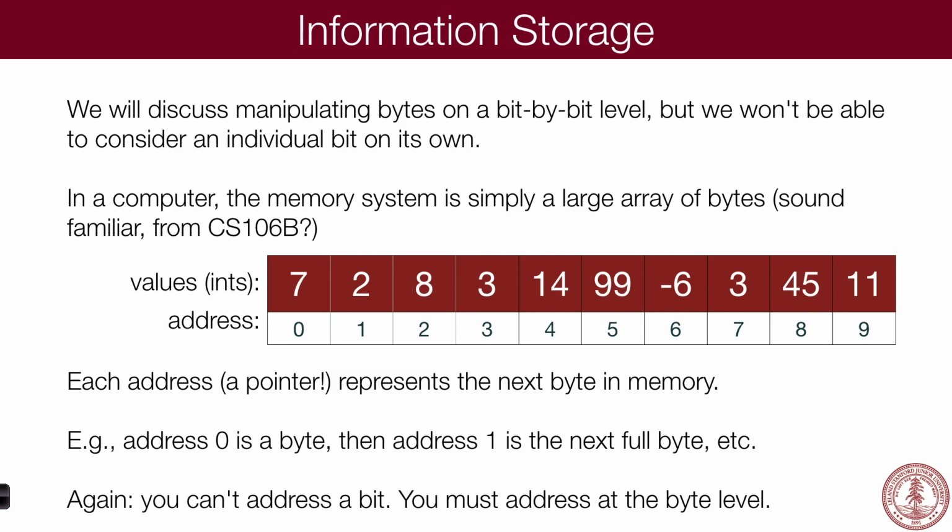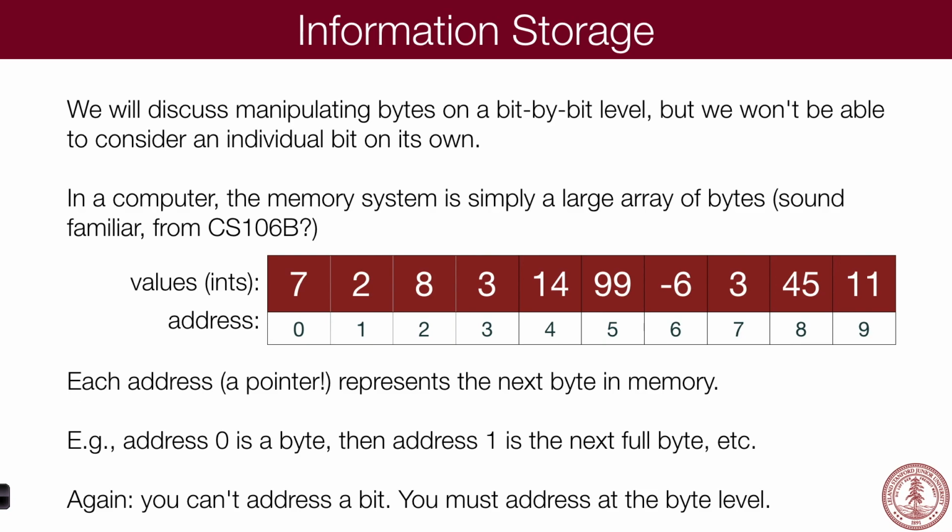But the big picture is you can only address things in bytes. You can't say, I want the 482nd bit of something. You have to say, how many bytes is that, and then look at that particular byte. And it goes to efficiency and so forth. But this should look somewhat familiar from 106B, right? We're going to look at bytes on a bit-by-bit level eventually.